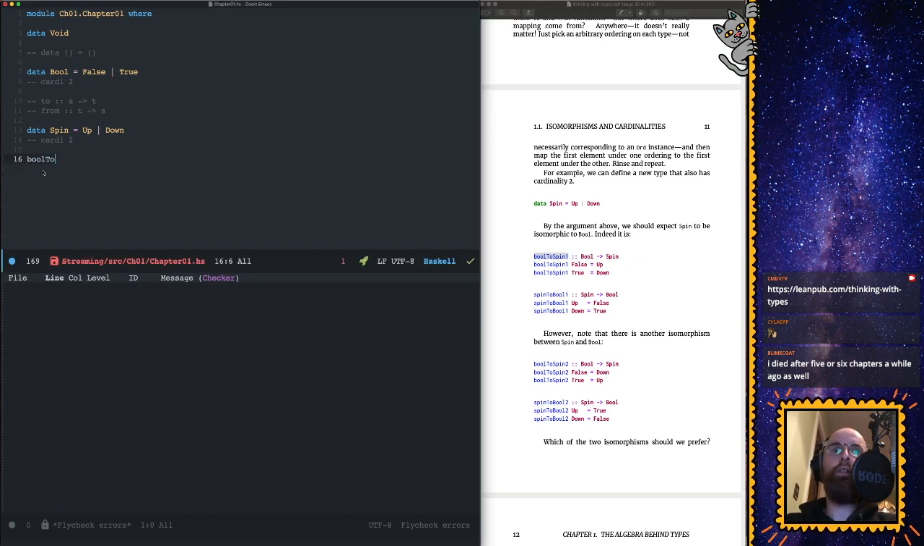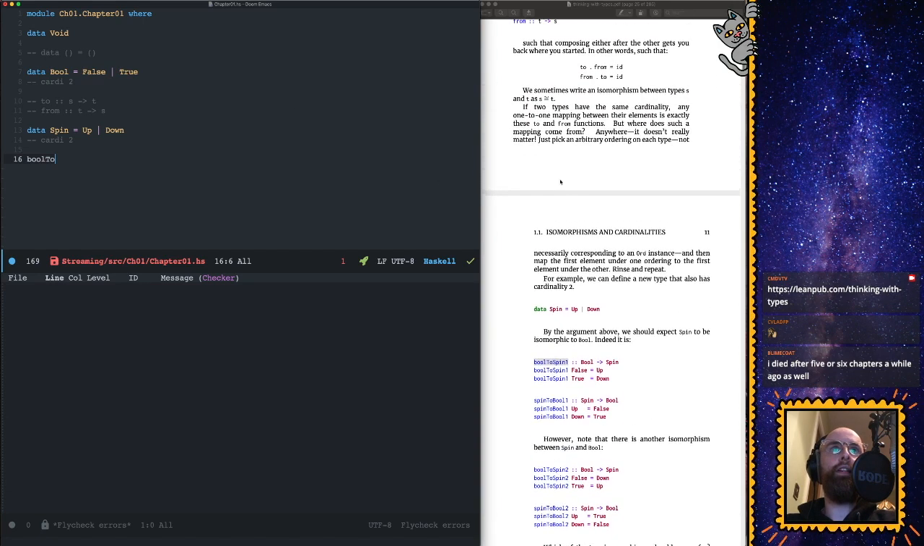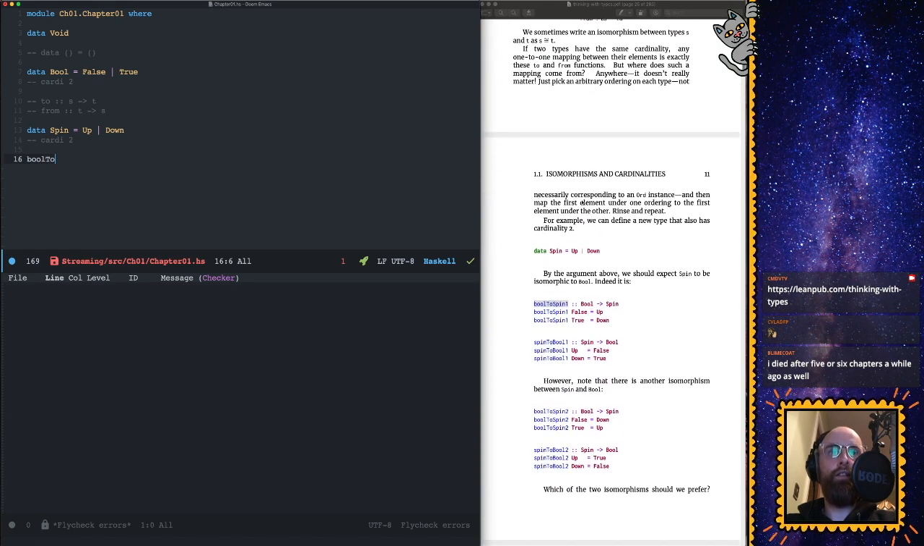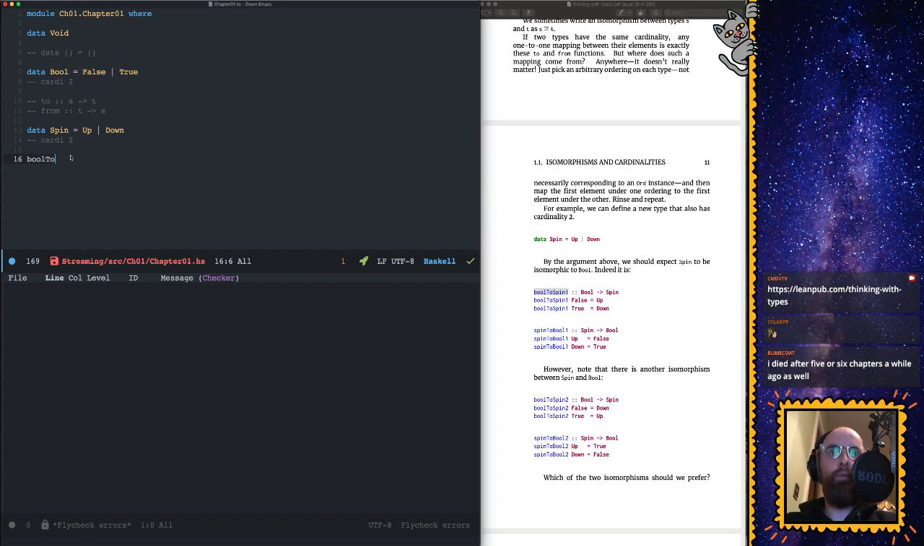So now what we were talking about before is that any two types with the same cardinality can interact with each other, can't they? So I think this is a demonstration of that. So boolToSpin, and that's a Bool. Okay. Thank you. Oh, bless the Haskell language server for saving my life. It's probably a bit extreme, but it's gotten so much better.